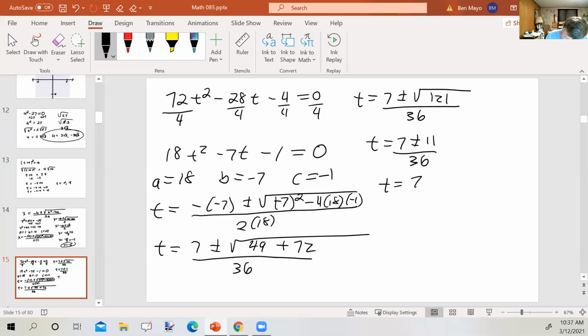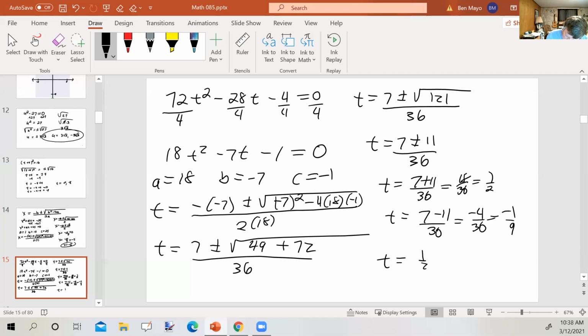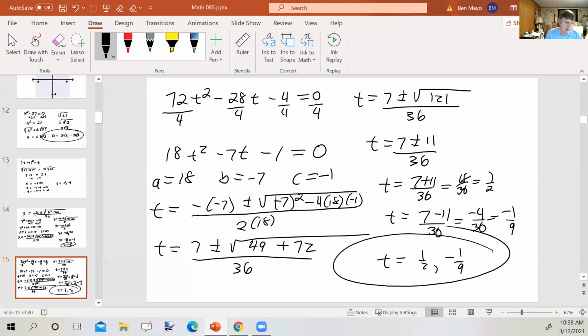So T equals 7 plus 11 over 36, which is 18 over 36, or 1/2. T equals 7 minus 11 over 36, which is negative 4 over 36, or negative 1/9. So T equals 1/2, comma, and negative 1/9.